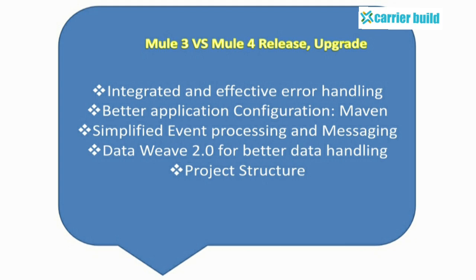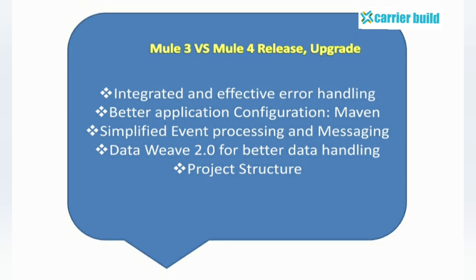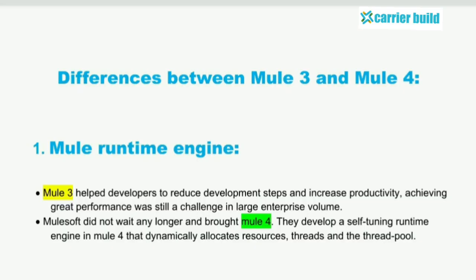Now in this diagram we are going to see the Mule 3 versus Mule 4 releases and upgrades. Integrated and effective error handling, better application configuration with Maven, simplified event processing and messaging, DataWeave 2.0 for better data handling, and project structure. Some of the differences in Mule 3 and Mule 4 are below.